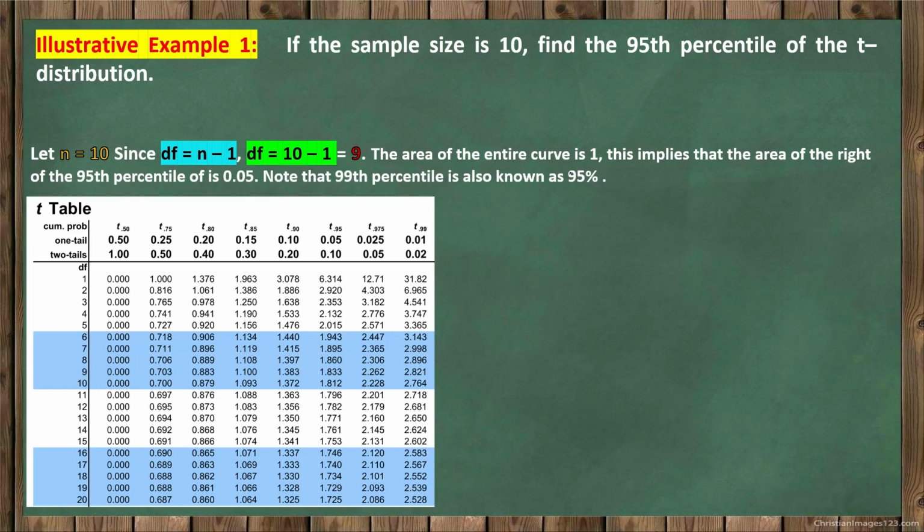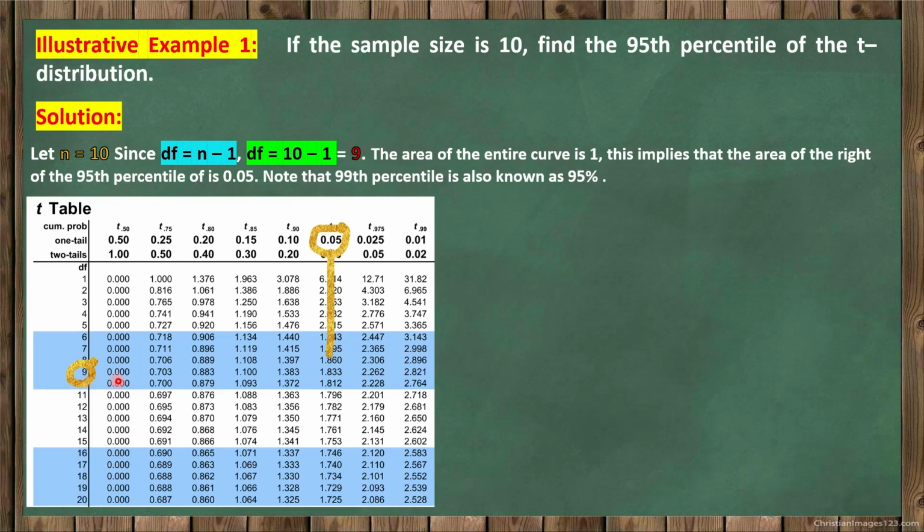The area of the entire curve is 1. Okay, this implies that the area to the right of the 95th percentile is 0.05. Note that the 95th percentile is known as 95%. So we're talking about the 95th percentile. Since we have 100%, 100 minus 95 is equal to 5%. Pag kinonvert natin si 5%, it will be 0.05. So in that case, we will be having 0.05, and ang ating degrees of freedom is 9.